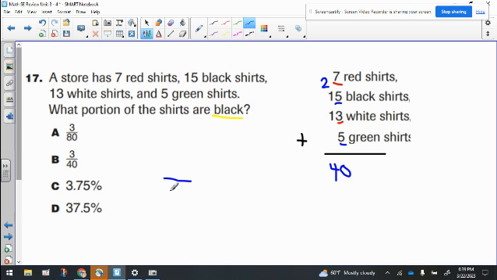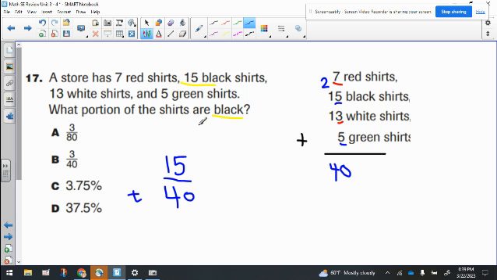So let's make that our denominator. Total shirts. Now, black. How many are black? Let's review again how many are black. It says 15 are black. That's 15 out of 40.